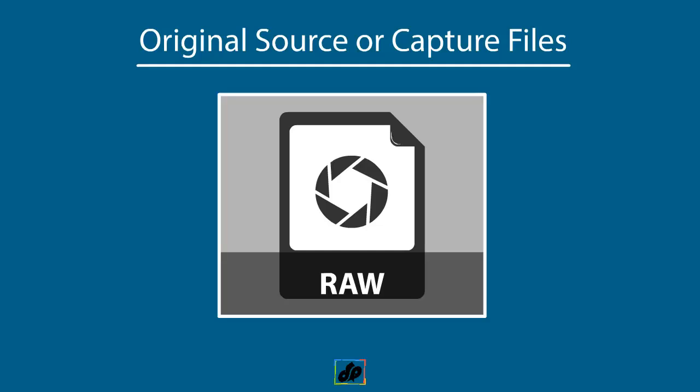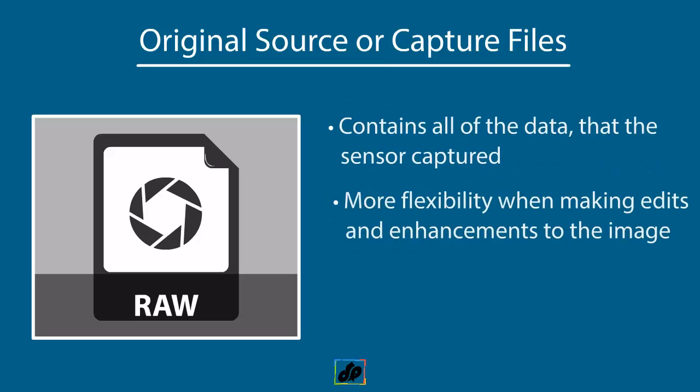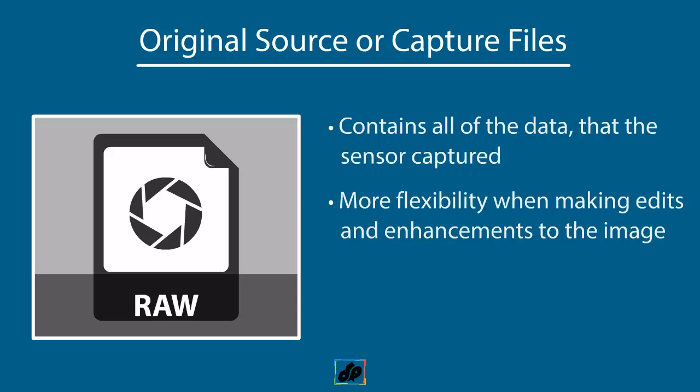Because of this drawback, some people prefer to use the RAW file format. The primary difference between JPEG and RAW files is that the RAW file format contains all of the data that the sensor captured. As there's more information to work with, RAW files are significantly more flexible when making edits and enhancements to the image after capture.